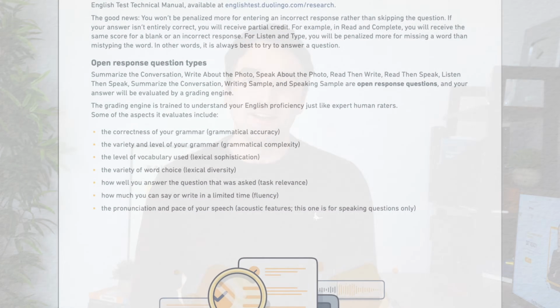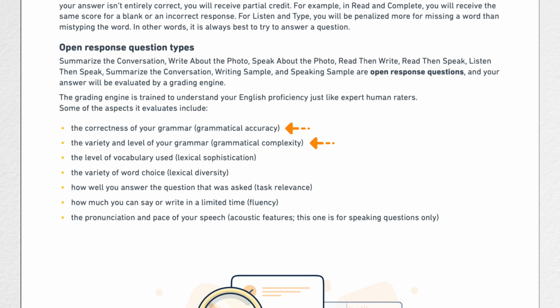Those are the points on which Duolingo evaluates your speaking and writing answers, and you should practice giving answers which hit these points. For example, if we take a look at the grammar points in more detail, it talks about the correctness of your grammar and the variety and level of your grammar. Based on that, you need to be able to show Duolingo that you can speak and write correct sentences. This is an English exam, so that's not that surprising.